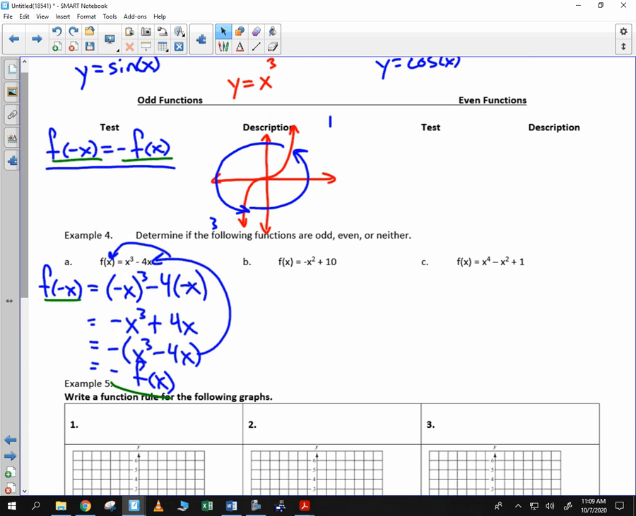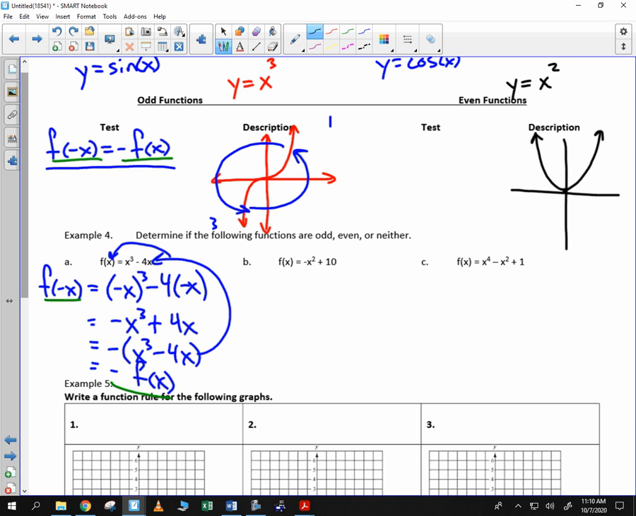Even functions. An even function would be, say, y is equal to x squared. If you look at that, it is symmetrical about the y-axis. The test for it is f of negative x produces f of x. Let's see how that works. Look at letter B. In letter B, you have an exponent of 2, and then you have 10. That means 10x to the 0 power, because anything to the 0 power is 1. So both those exponents are even. 2 and 0 are considered even. So let's do our test.